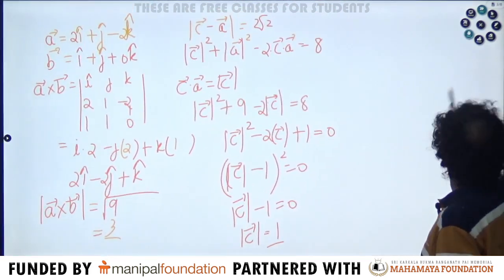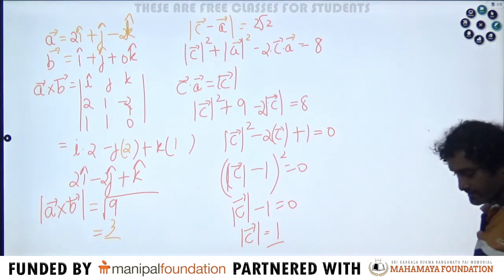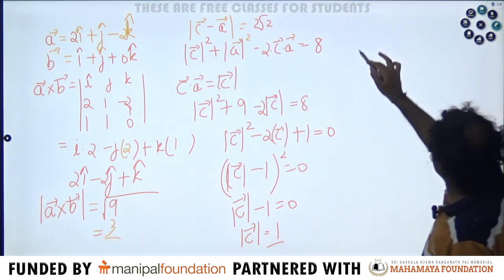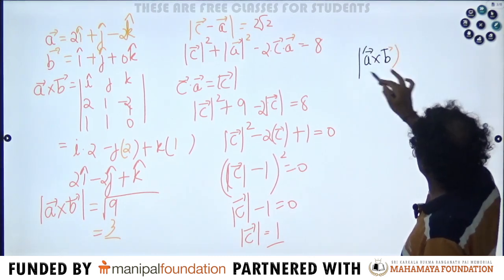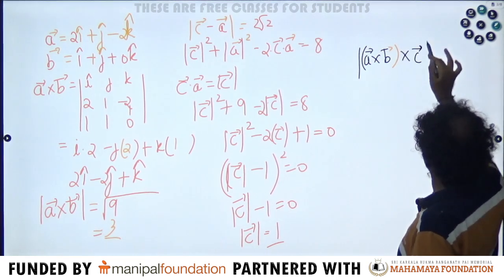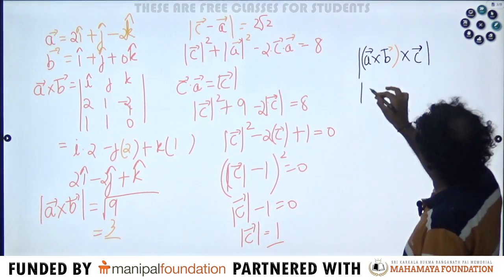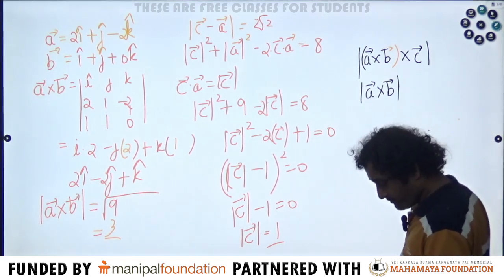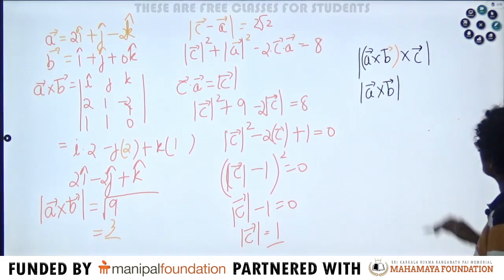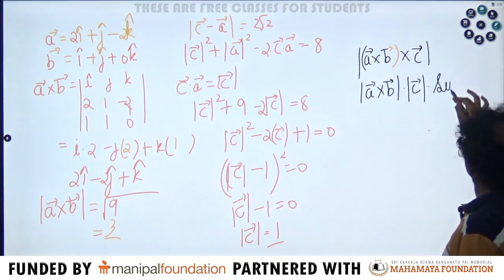Now come to the last part of the question. What do they want? We are done. All of this looks big, but they are direct ones. They're finally asking for the magnitude of a cross b cross c. So is it magnitude of a vector cross b vector into c vector into sine 30?